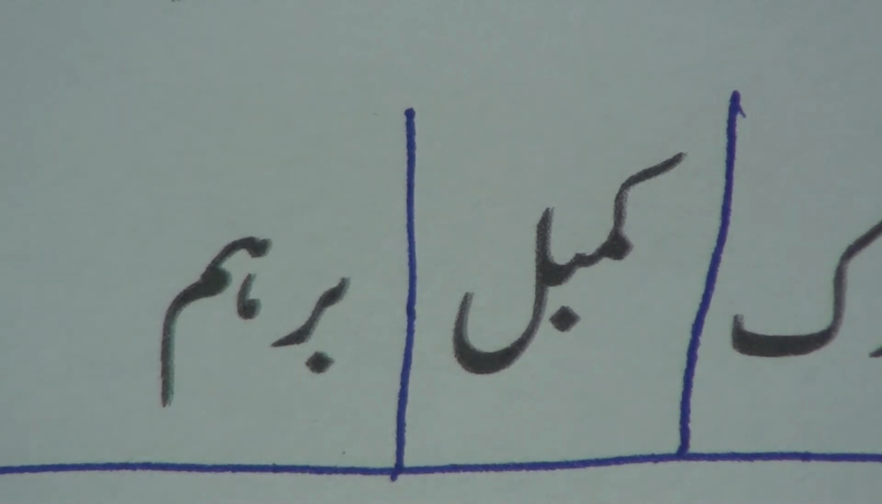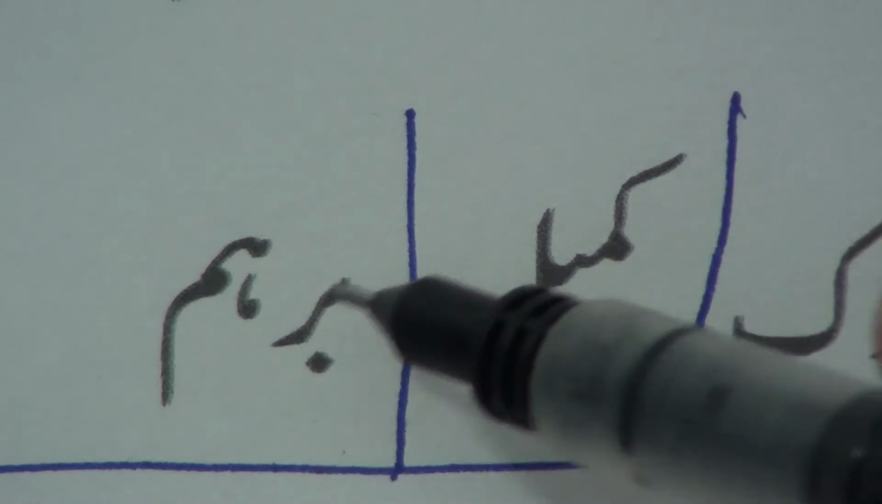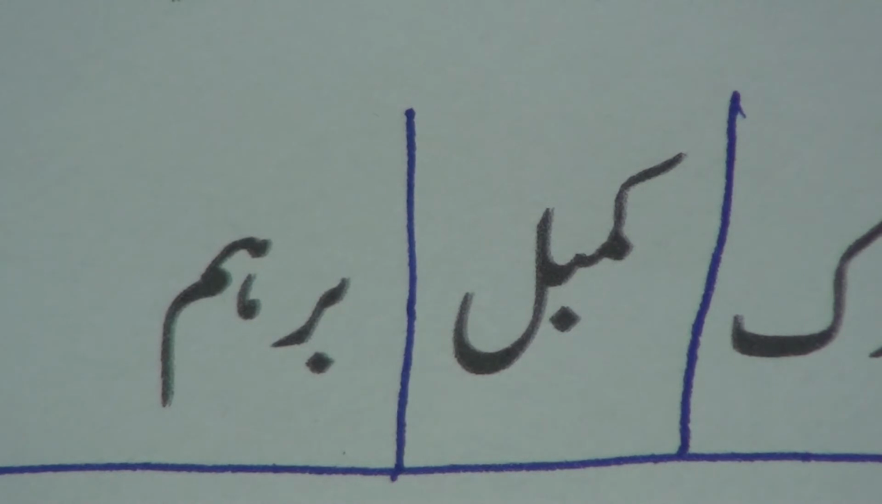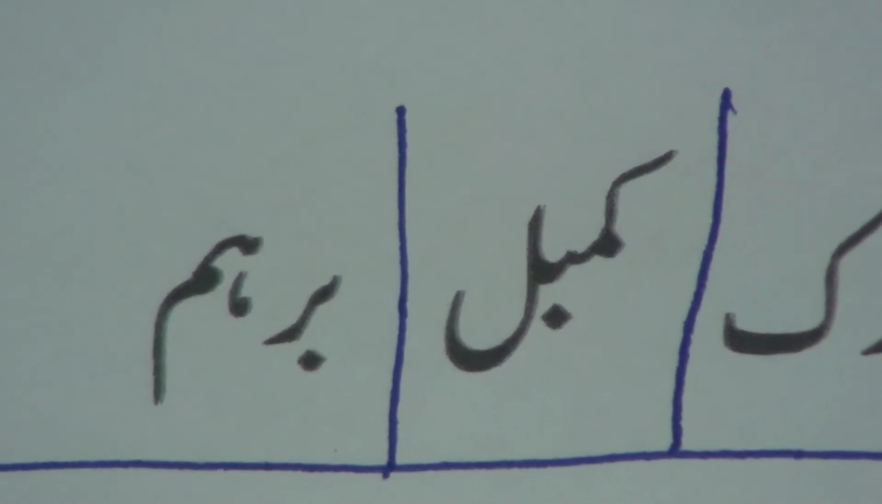When mim is at the end of a word, its shape remains unchanged. Be re he mim, barham. Barham means angry. After mim comes the letter noon. Noon has several shapes.